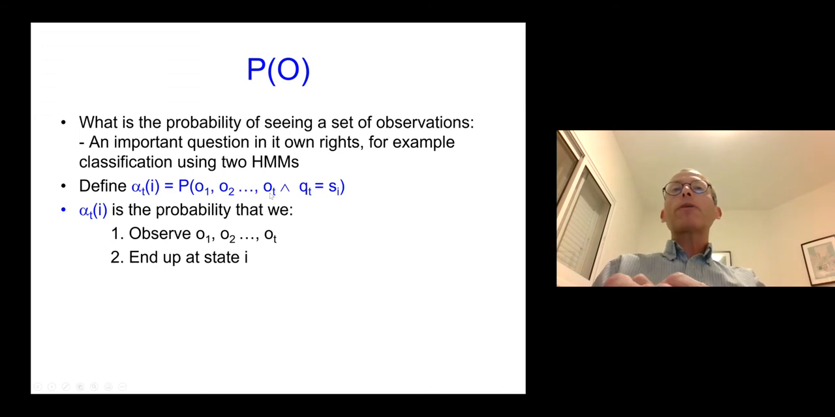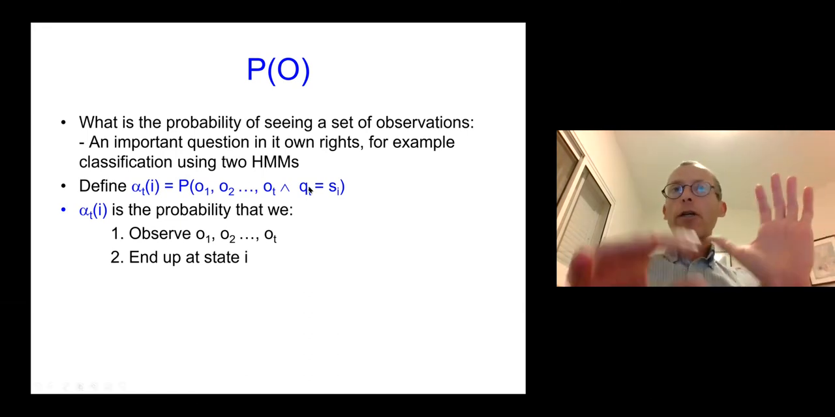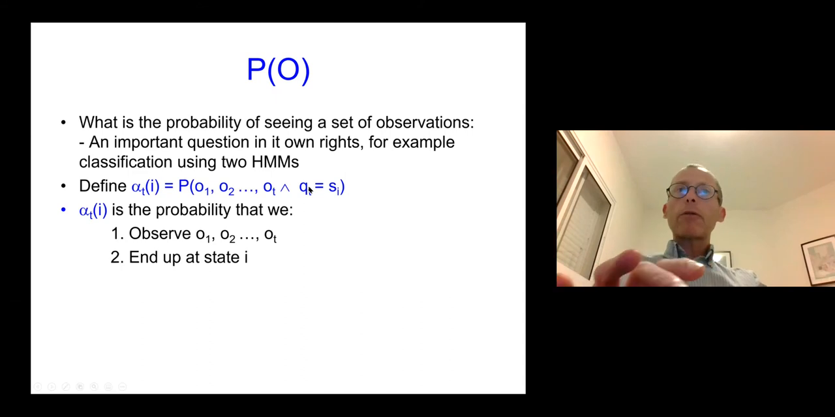So basically all the observations and ending up in state SI. Okay, this is not what we want to compute, it is the conditional. So this is just a joint, but let's say this is something we compute. Okay, so alpha t of I is we observe all the observations and we end up in state I. That's the only thing that is.